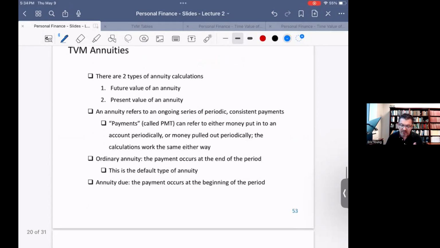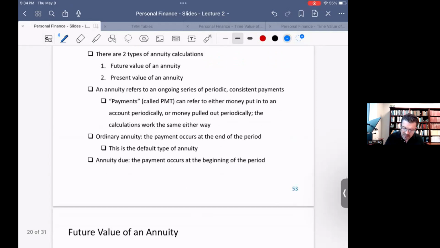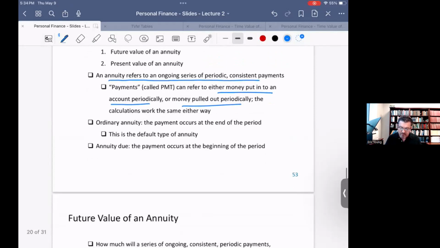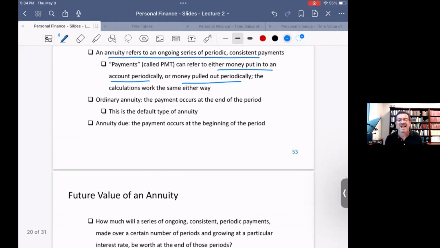Okay, there's going to be 2 types: the future value of the annuity and the present value of the annuity. And once again, we know that an annuity is a series of ongoing payments. It can either be money put in to the account or pulled out of the account. The other thing to point out is that technically there are 2 different categories of annuities. We're going to stick with ordinary annuity. That's the most common one. With an ordinary annuity, the payment occurs at the end of the period. Okay, this is the default, so this is what we're going to stick with.